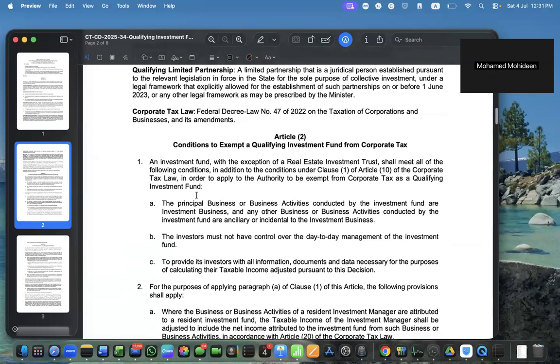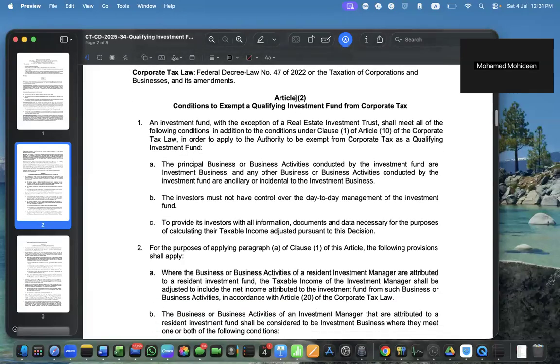Corporate tax law, we know already. Corporate tax law, what is the meaning of that? Now, these were only the pre-context definitions. Now we are going to get into the real article. For example, the first, Article 2, conditions to exempt a qualifying investment fund from corporate tax. That's the first condition. How will a qualifying investment fund be exempted from corporate tax?